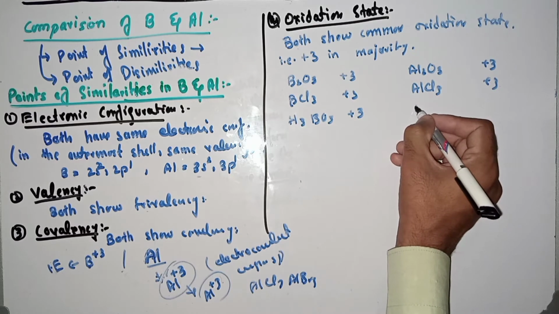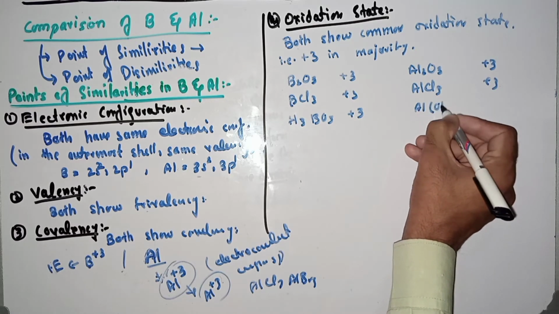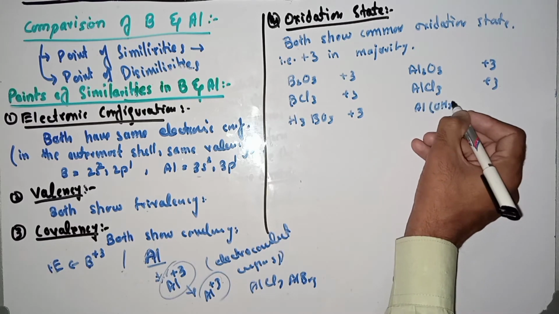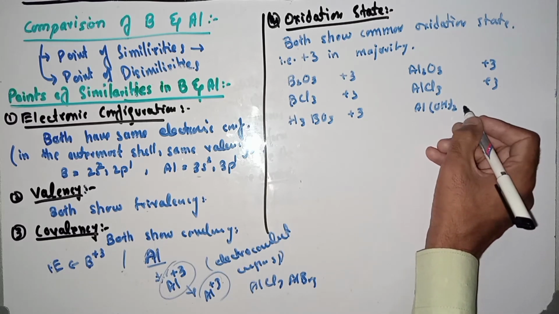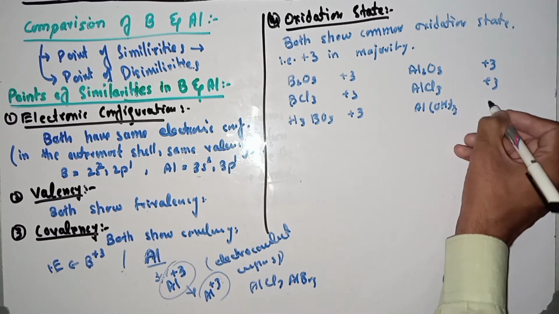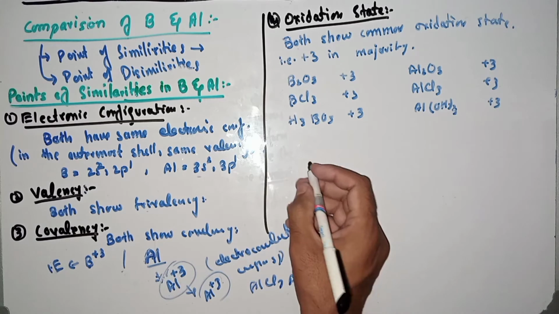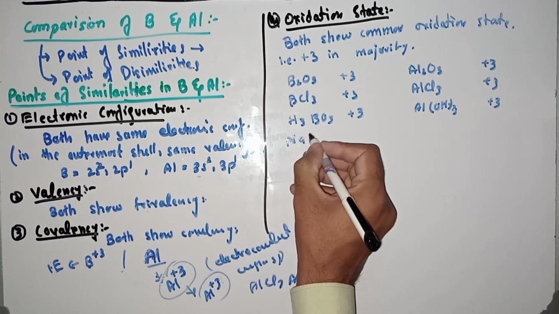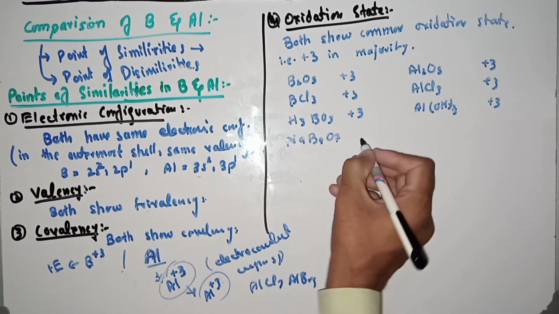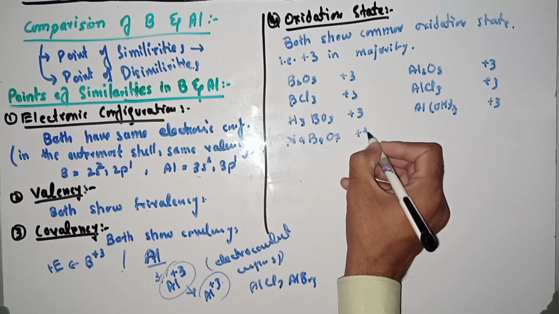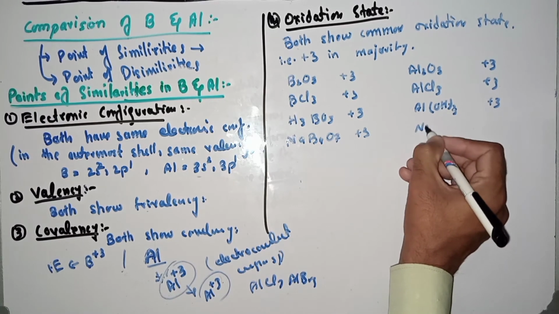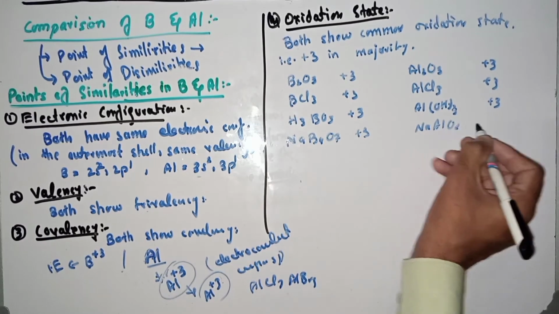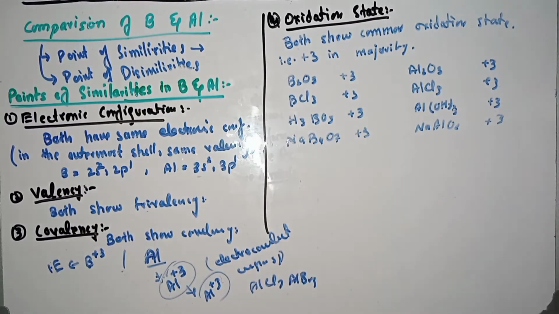In Al(OH)3, aluminium hydroxide, aluminium also has plus 3 oxidation state. In Na2B4O7, the oxidation state of boron is plus 3. Similarly in NaAlO2, the oxidation state of aluminium is plus 3. I hope this point will be clear.